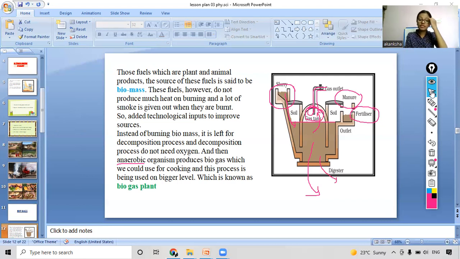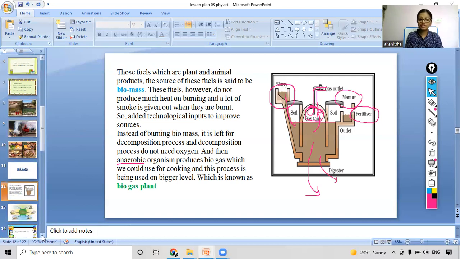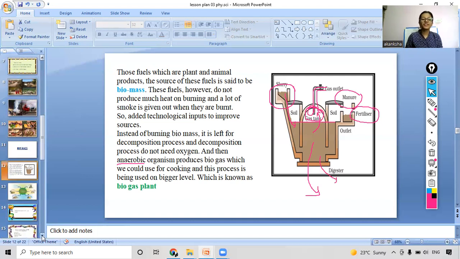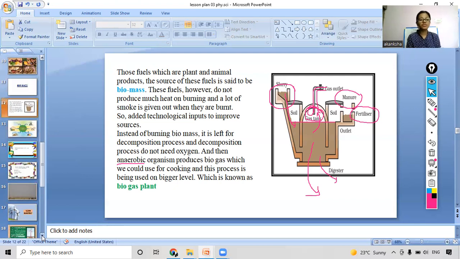So now, are you all clear with how the biogas plant functions? Yes or no? Okay, I can see the right responses. Yes, you all are clear.